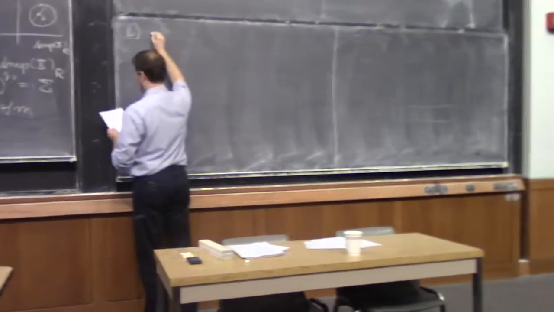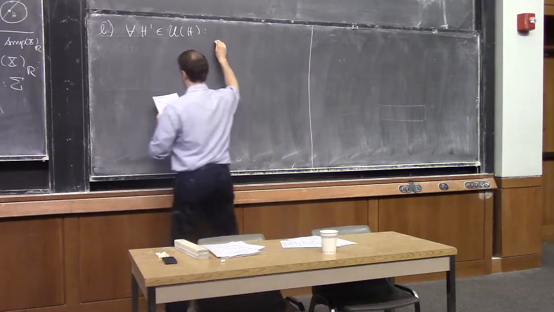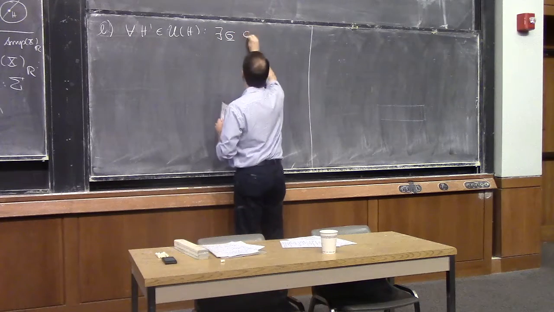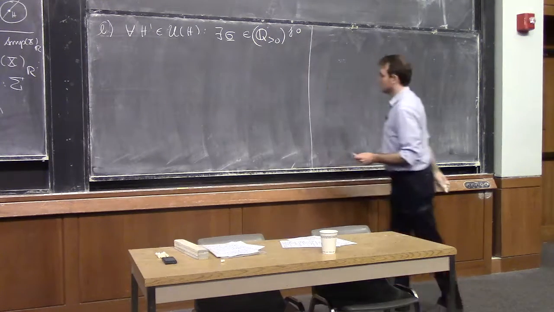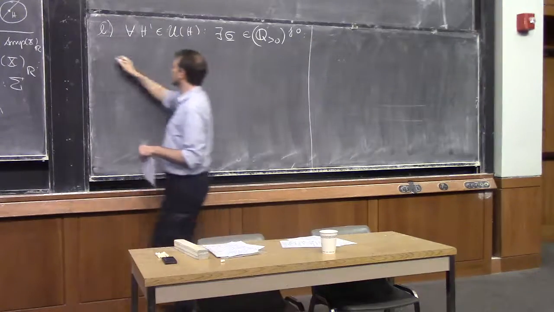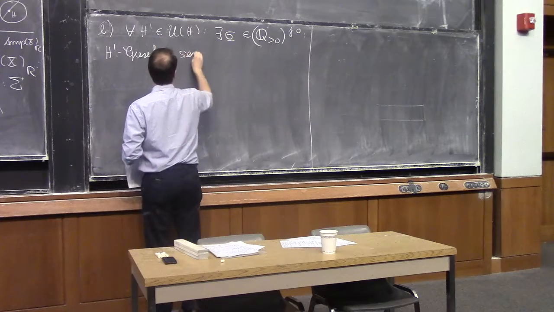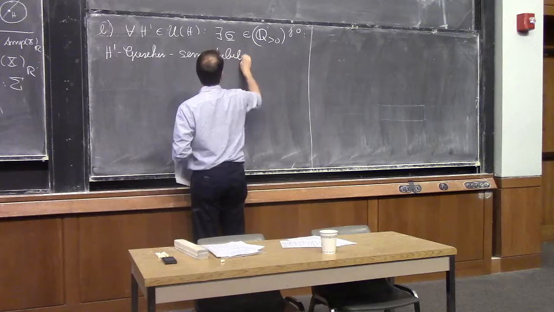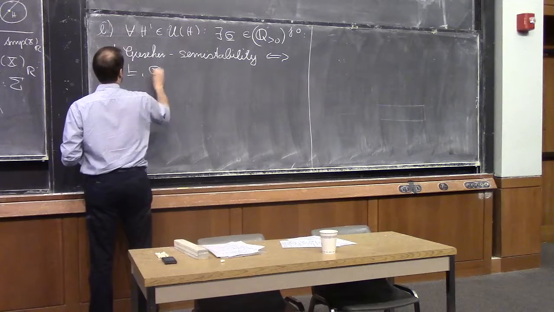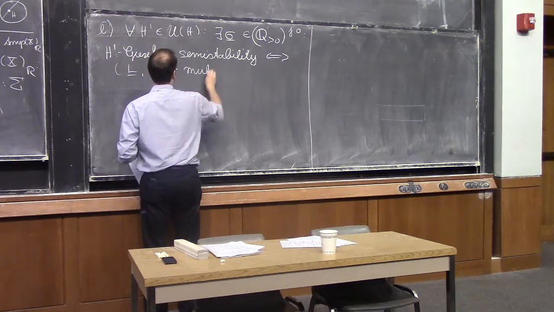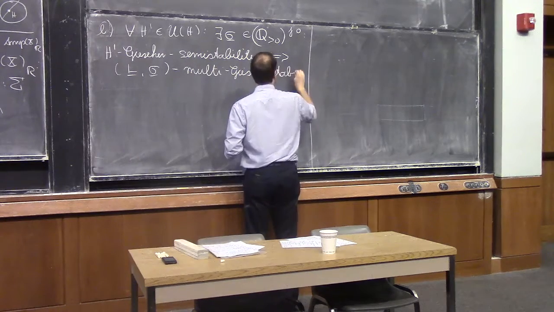Because of proposition 3, we have for all H prime in this neighborhood, there exists a sigma in Q, J naught copies, such that H prime Gieseker semi-stability is equivalent to L sigma multi-Gieseker stability. Okay.